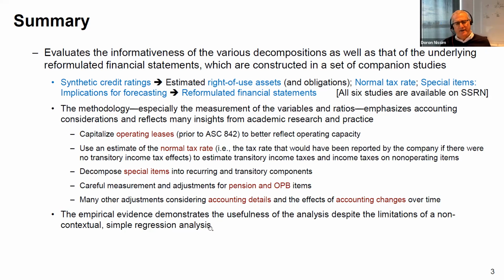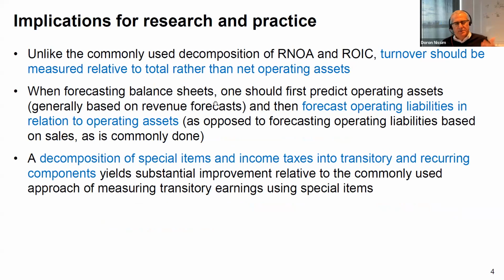And then I show in the empirical analysis that there is insight benefit to be gained from doing the analysis very carefully and from these additional new drivers that I identify in this study. So, the implications for research and practice. I mentioned turnover should be measured relative to total, not net operating assets, and I provide evidence to support this. Operating liabilities are more strongly related to operating assets than they are to revenue.